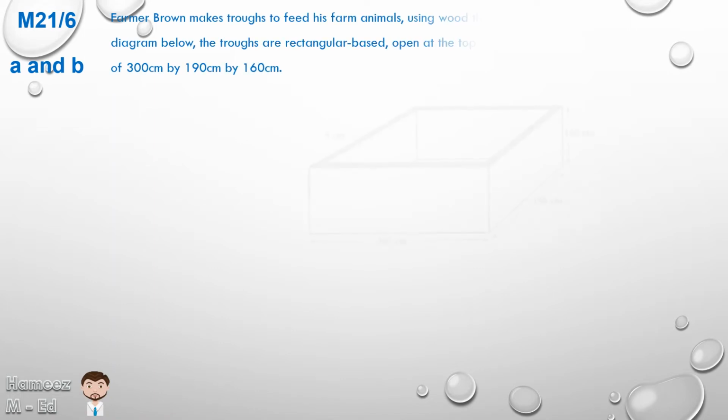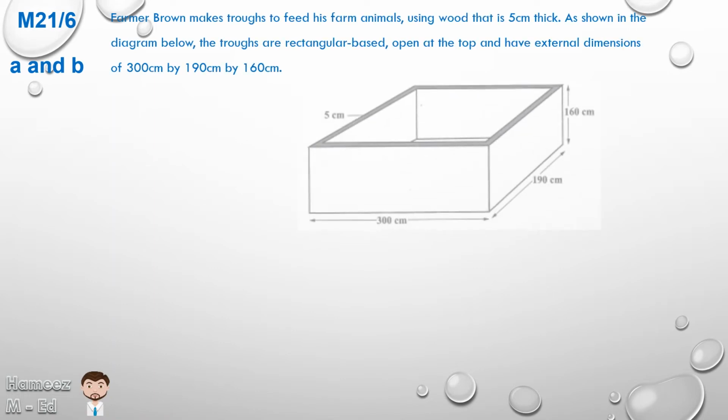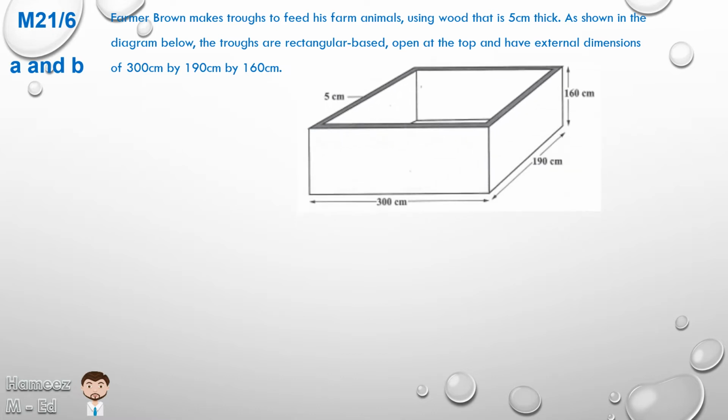May 2021, number 6. Farmer Brown makes troughs to feed his farm animals using wood that is 5 centimeters thick. As shown in the diagram below, the troughs are rectangular based, open at the top, and have external dimensions of 300 centimeters by 190 centimeters by 160 centimeters. Part A. Show by calculation that the internal capacity volume of the trough is 8,091,000 centimeter cube.